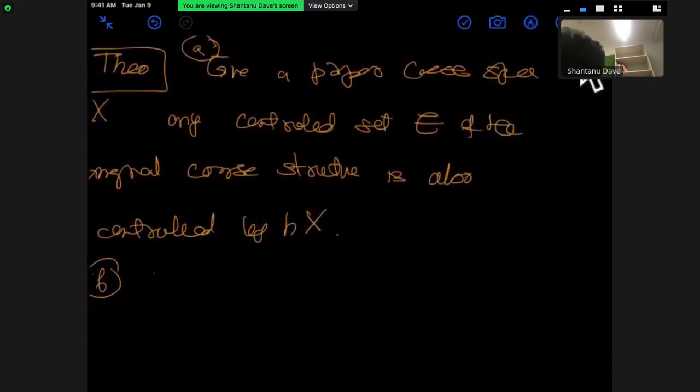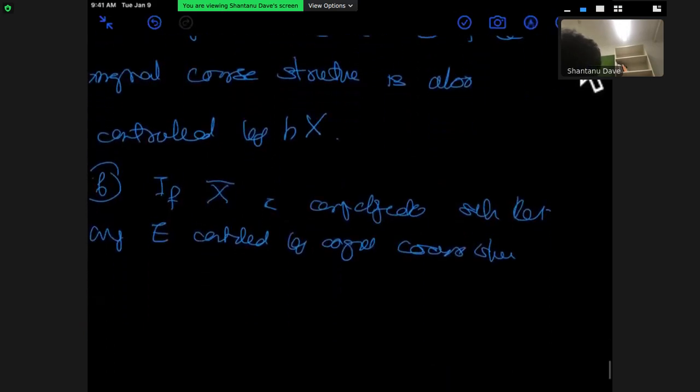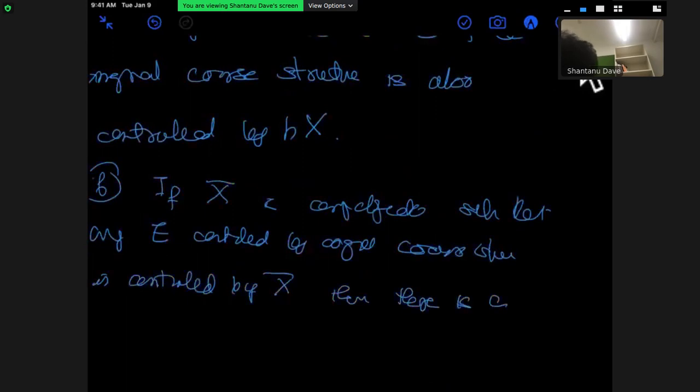B: if X bar is a compactification such that any E controlled by the original coarse structure is controlled by X bar, then there is a surjection... Okay. You see such statements also for Stone-Čech compactifications and things like that.